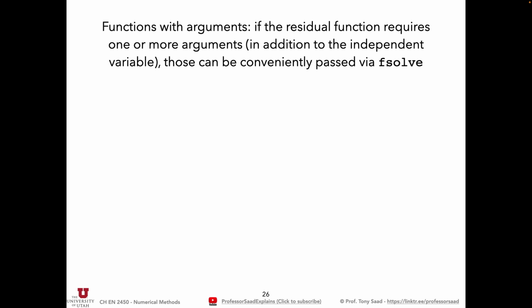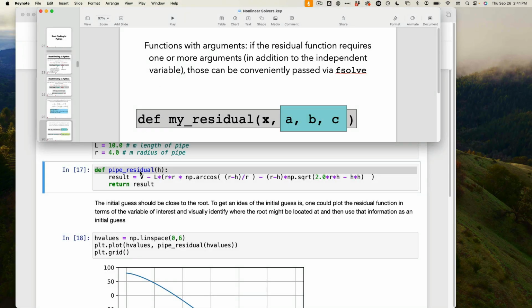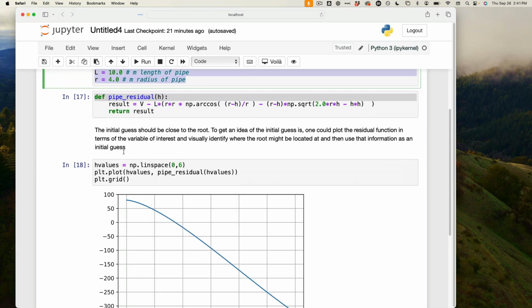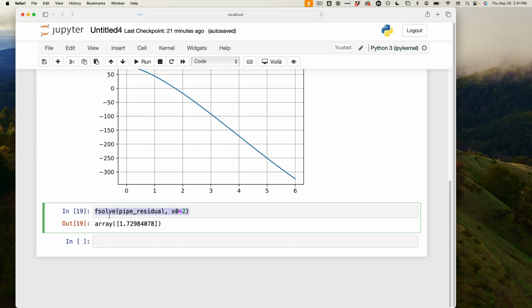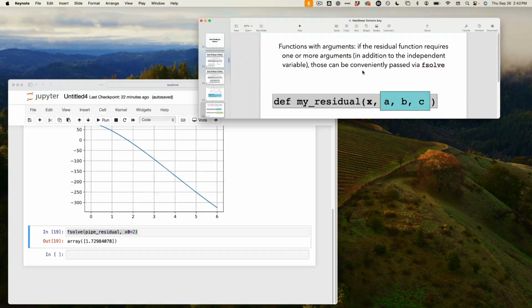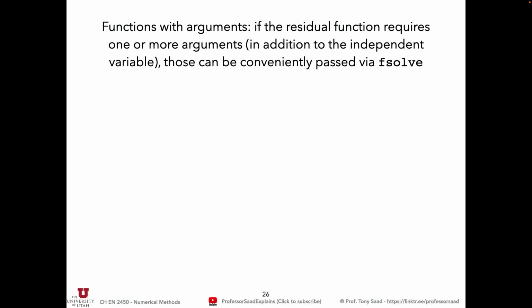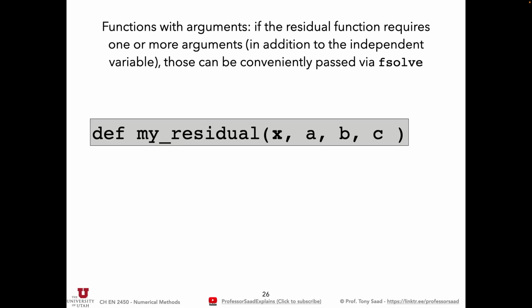So what I really want here is not to have to redefine these. What I want is just one loop here, to call fsolve over and over again, and give it internally different v, l, and r values. So I want to be able to pass the arguments to the pipe residual here in this fsolve. Okay? So that's what we're trying to do right now. Those can be conveniently passed via fsolve.